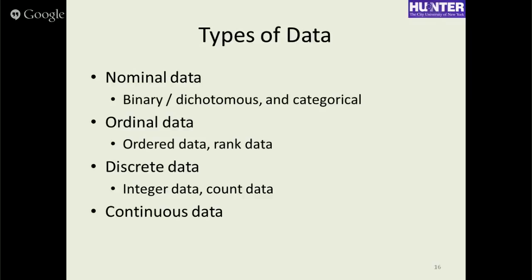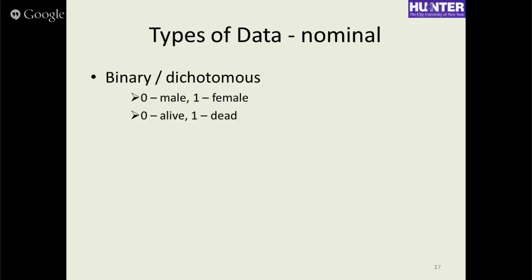So here they are: nominal, ordinal, discrete, and continuous, and I'll talk about each of those. First, nominal data, which includes binary or dichotomous, and also includes categorical data. So binary dichotomous, that just means that there are 2 possible levels, male, female, alive, dead, just things where your questionnaire or something about it means that you're only allowing for 2 levels.